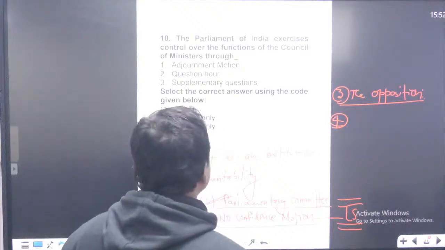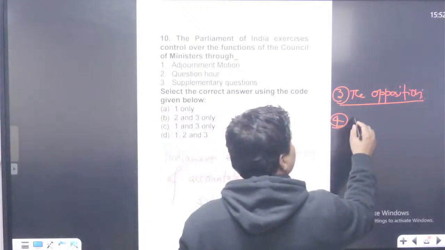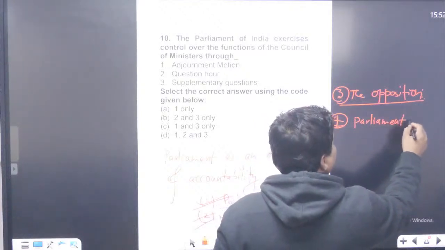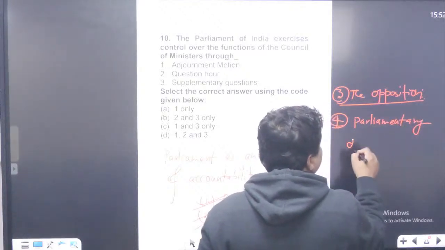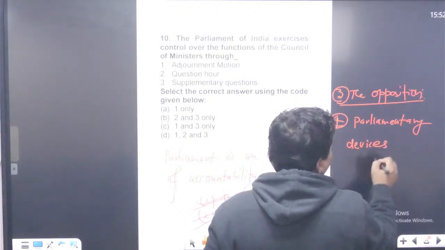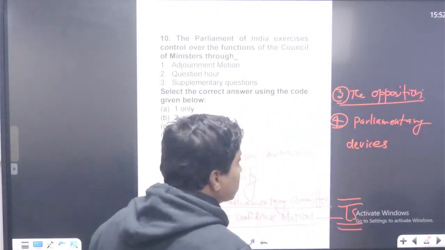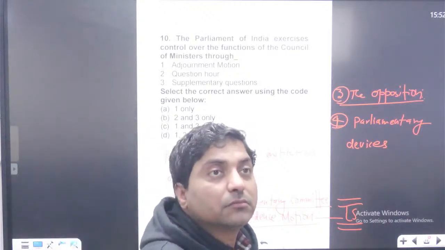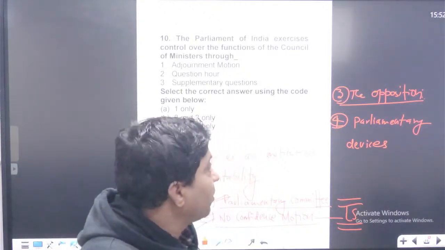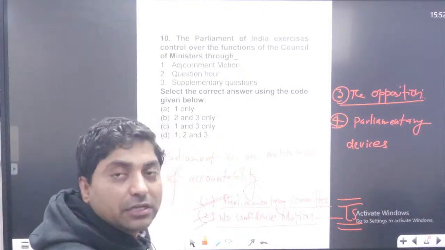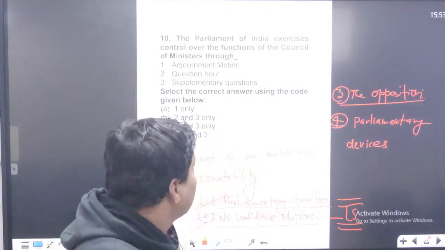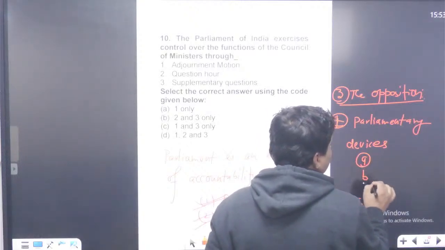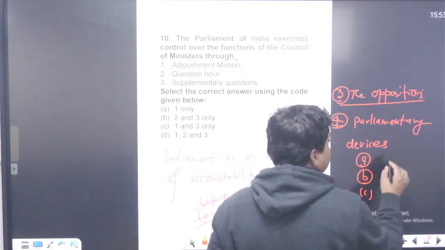Now, fourth, there are parliamentary devices, devices through which the parliament ensures accountability. So what are those parliamentary devices through which parliament actually ensures accountability? Let me tell you, these are different kinds of motions, like for example, question hour.